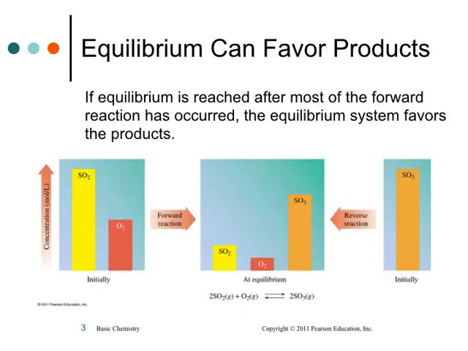So if equilibrium is reached after most of the forward reaction has occurred, the equilibrium system favors the products. Okay, so if you're making a lot, here's initial, and at the end you end up with more products than reactants, then it's favoring the products. Conversely, if you have more reactants at the end, so you have a small Kc, so the products actually break apart back into reactants, then this will be bigger towards the left. The arrow would be more towards the left, small Kc.